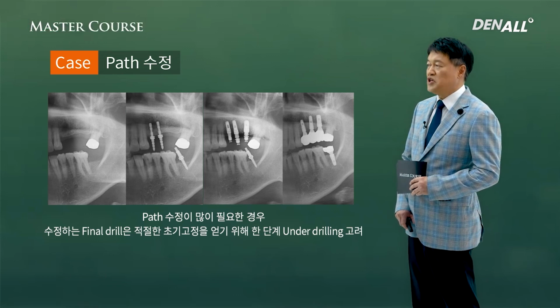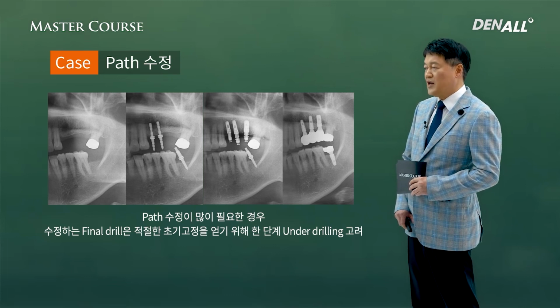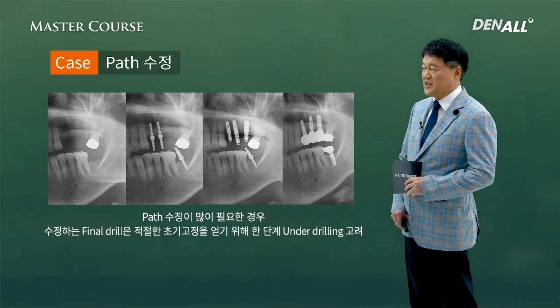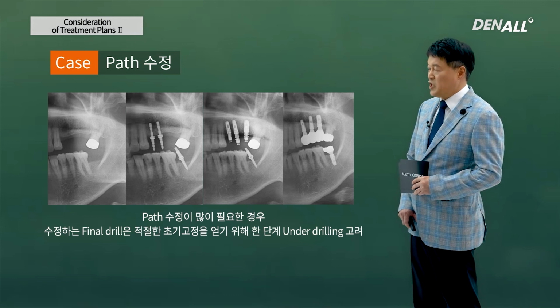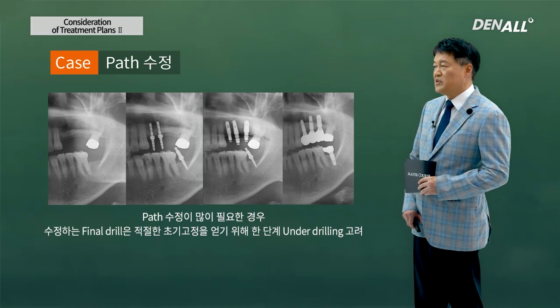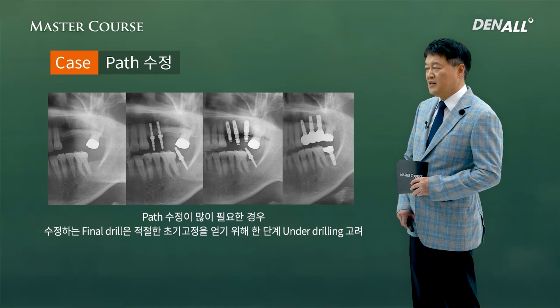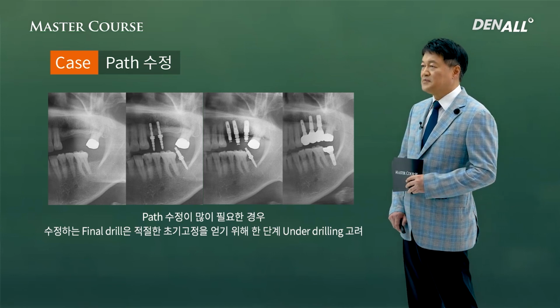When you need to adjust the path, drilling is already done in that area, so for the final drill, in order to get good initial stability, you need to under drill by one size. If you choose the normal size for the final drill, the hole would get bigger. You would not be able to get good initial stability because drilling is already done, so if you want to adjust it, you need to under drill your final drill. This is a tip when you're adjusting the path.